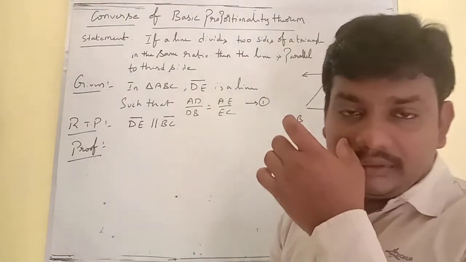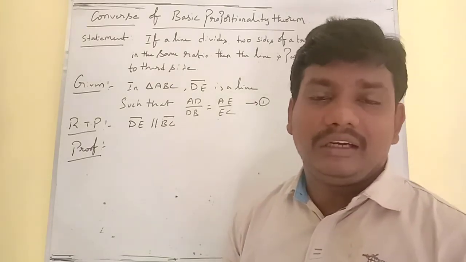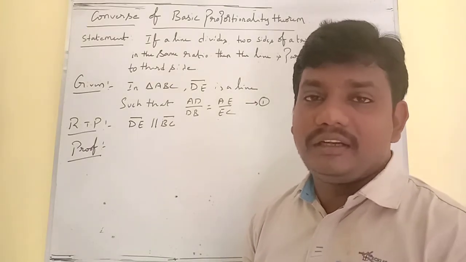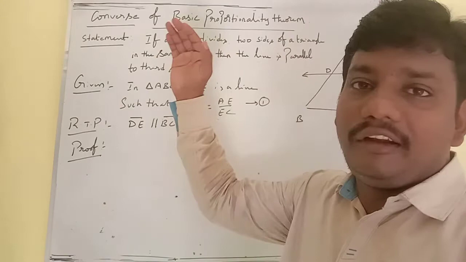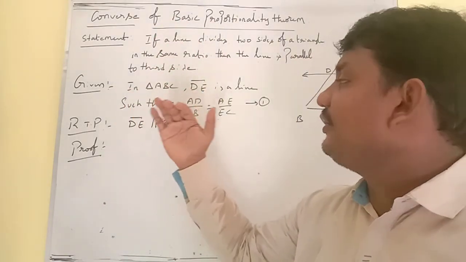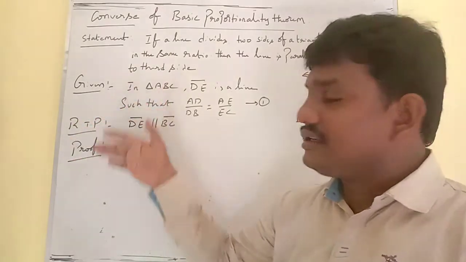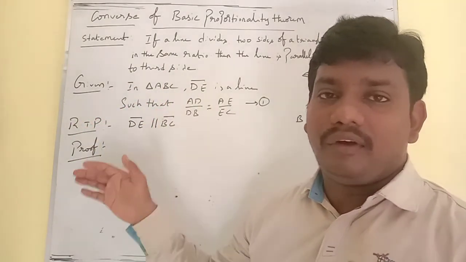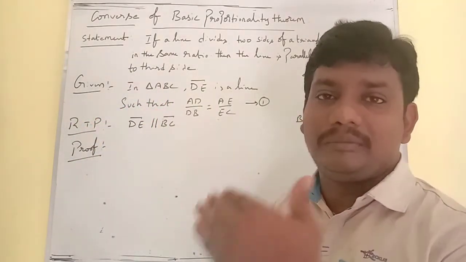In proofs there are two methods: one is the direct method and another is the indirect method. In the direct method, what is already given, that given statement, is called the hypothesis. We consider the hypothesis, perform sequential steps, and finally get the answer. That is called the direct method.